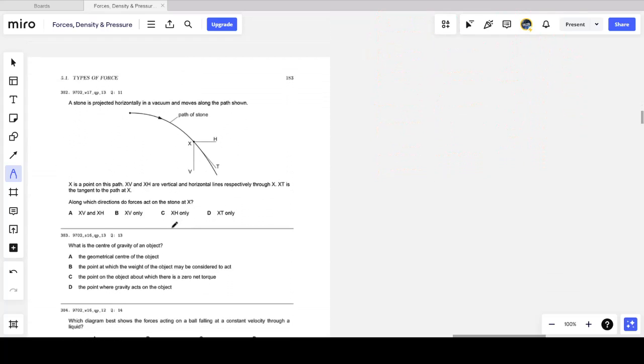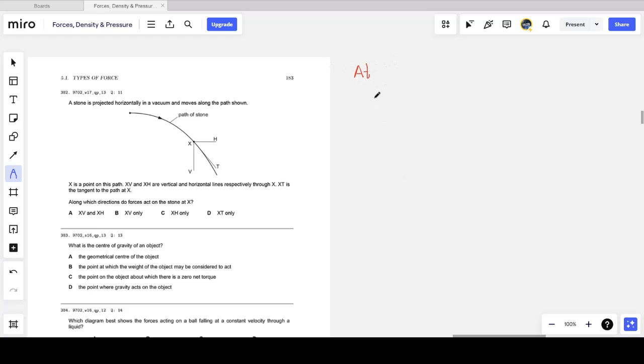The next question is 382. It's from the winter 2017 exam, question paper 1, variant 3, and it's question 11 from the paper. A stone is projected horizontally in a vacuum and moves along the path shown. X is a point in this path. XV and XH are vertical and horizontal lines, respectively, through X. XT is the tangent to the path at X, and we want to know along which directions do forces act on the stone at X. So a lot of directions and geometry here, trying to throw you off.